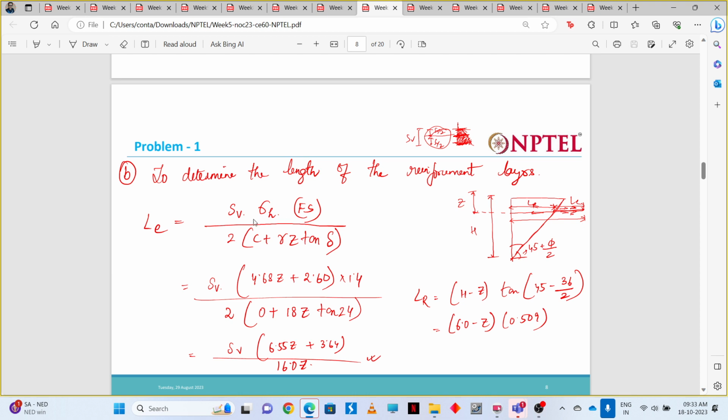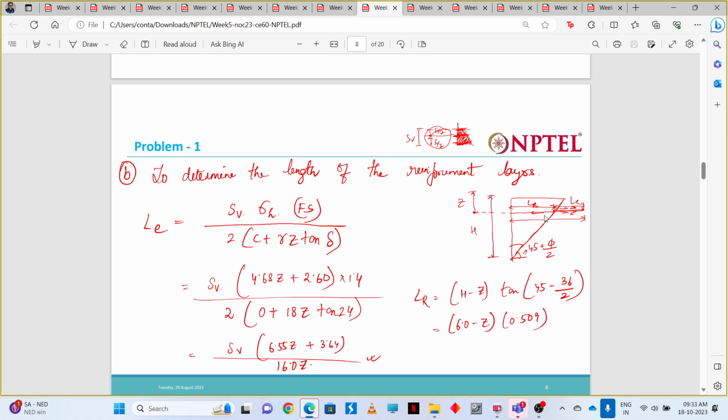So 2 times C plus sigma Z tan delta, where sigma Z is nothing but the vertical stress, times tan delta into 2 into LE, should be equal to spacing times the horizontal pressure times factor of safety. So from there we get the expression for this embedment length.